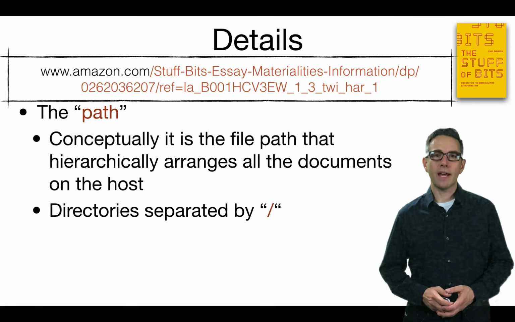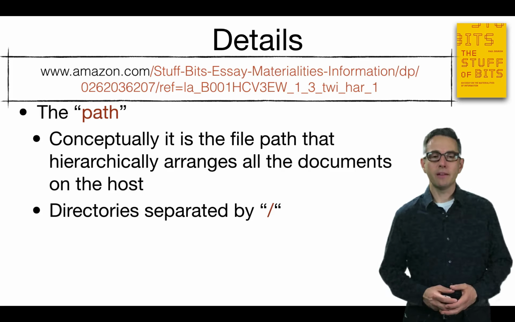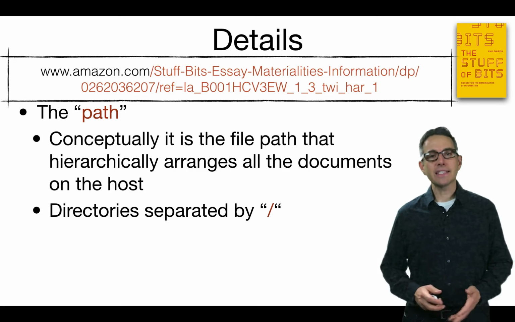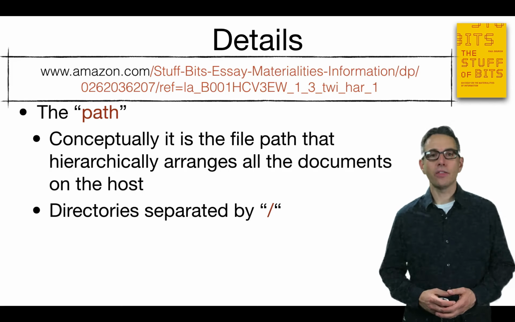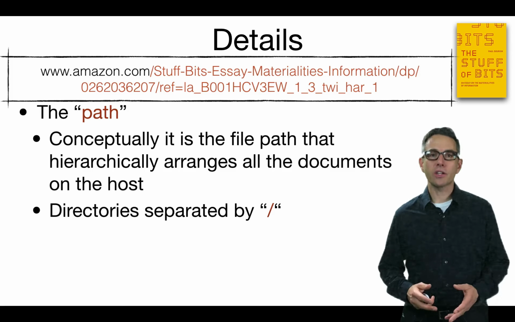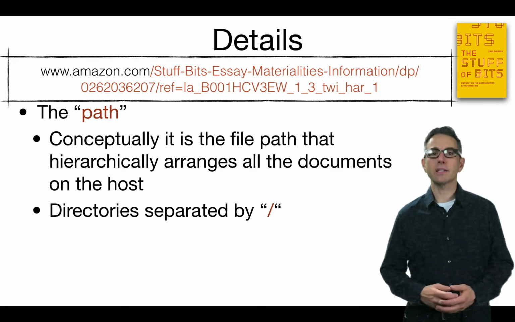So www.amazon.com. Following that host name with the subdomain, we use a slash in the style of Unix or Macintosh systems, and we call this the path. And conceptually, this is a file path that hierarchically arranges all the documents that are available on that host into a hierarchical tree, into a system of resources that we can get, separated by the slash.